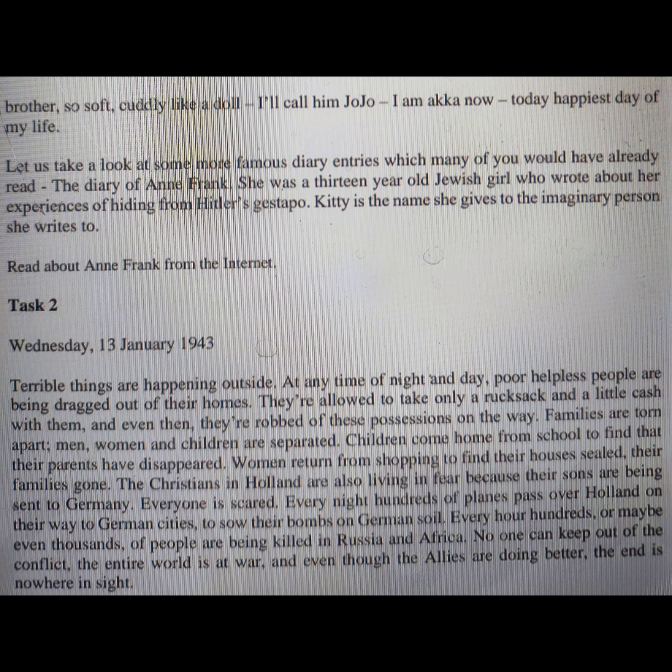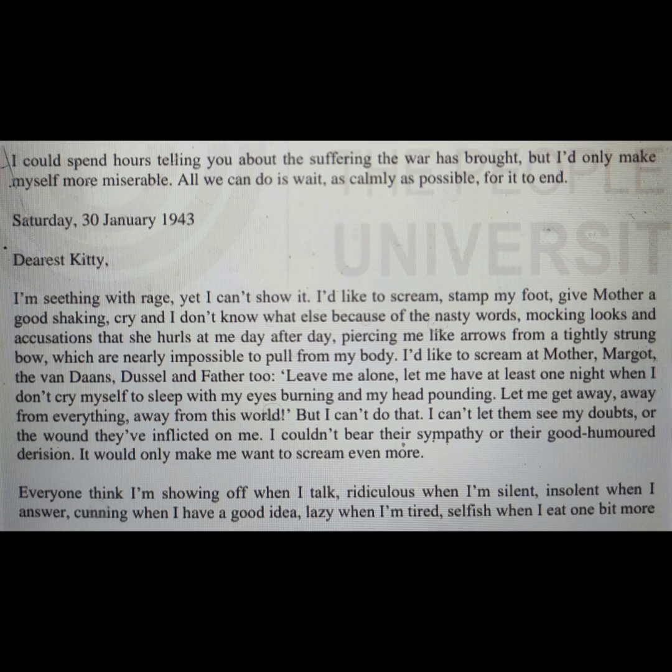The Christians in Holland are also living in fear because their sons are being sent to Germany. Everyone is scared. Every night hundreds of planes pass over Holland on their way to German cities, to sow their bombs on German soil. Every hour hundreds, or maybe even thousands, of people are being killed in Russia and Africa. No one can keep out of the conflict. The entire world is at war, and even though the Allies are doing better, the end is nowhere in sight. I could spend hours telling you about the suffering the war has brought, but I'd only make myself more miserable. All we can do is wait, as calmly as possible, for it to end.